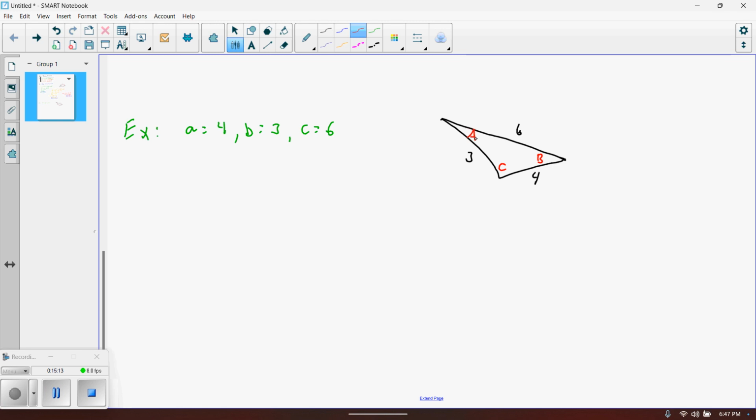The idea is you want to solve for the two smaller angles first, because when you end up doing the inverse trig functions, unless you have a special calculator, it's not going to give you the obtuse angle. It will always give you the acute angle.